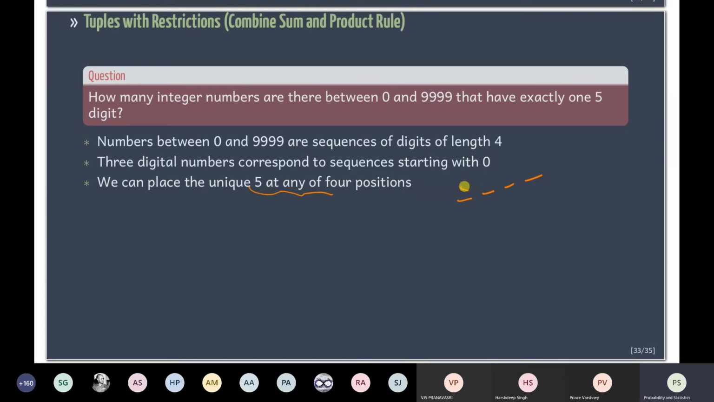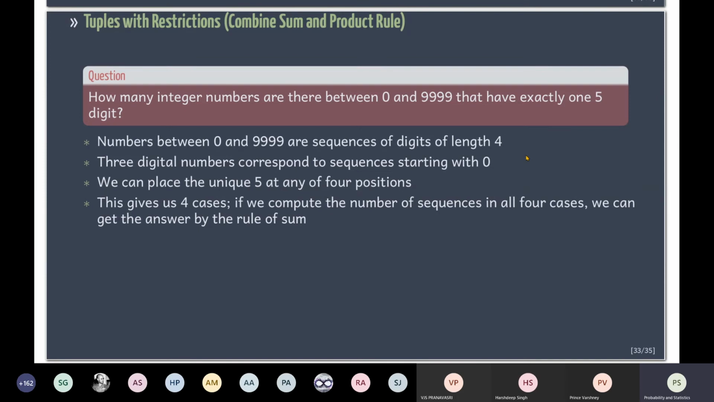So we can place 5 here, or we can place 5 here. So we can place it anywhere. We have 4 places where 5 can go. This gives us 4 cases for where 5 can be put. If we compute the number of sequences in all 4 cases, we can get the answer by the rule of sum. So this is the plan we have. There are 4 cases.